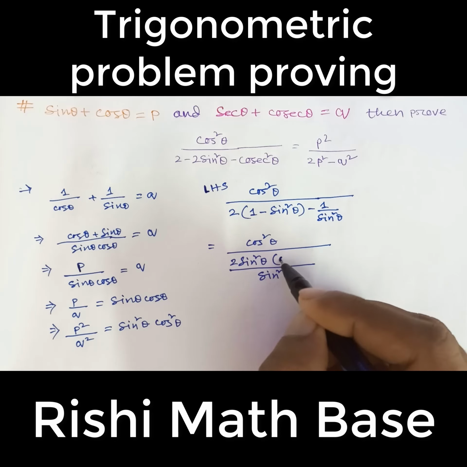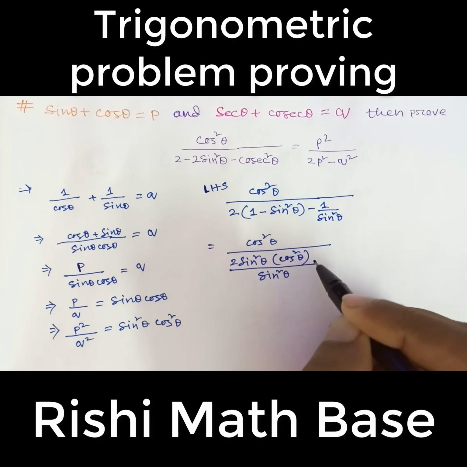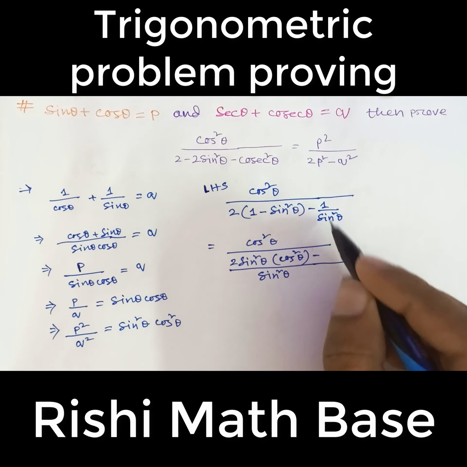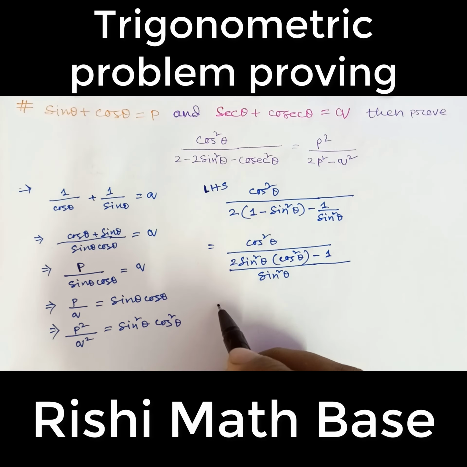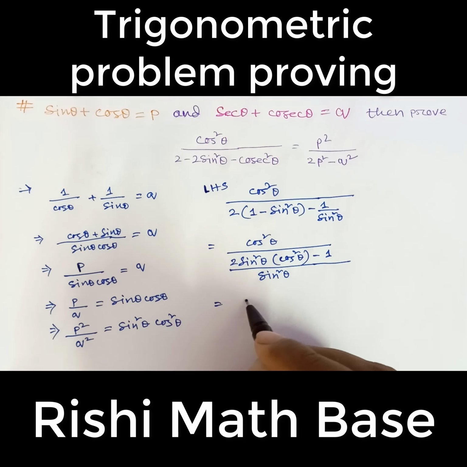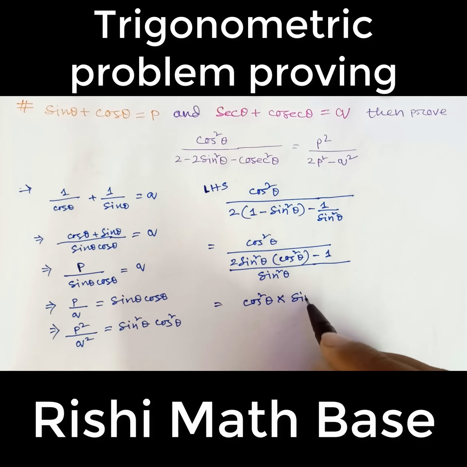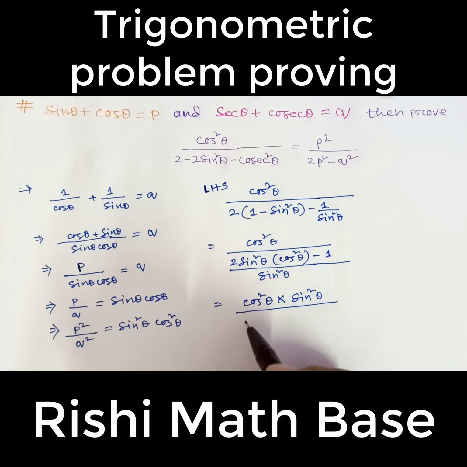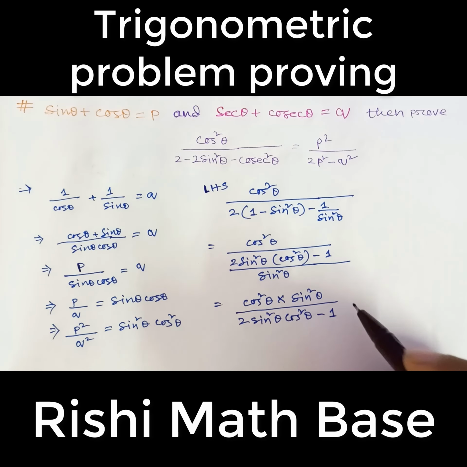So we are writing cos square theta minus, this is 1. The sin square theta will multiply here, so cos square theta into sin square theta by 2 sin square theta cos square theta minus 1.